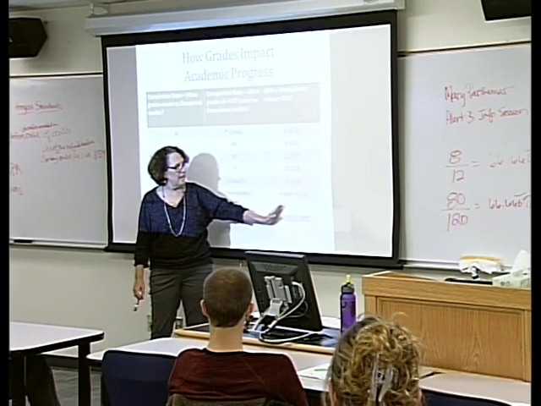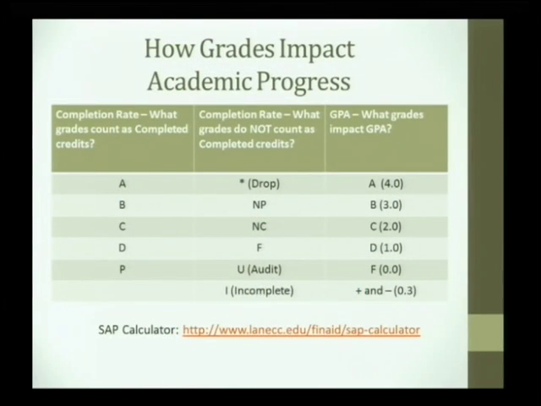GPA: these are the grades that count in GPA: A, B, C, D, and F. A's are 4 points, B's are 3, C 2, D 1, F 0. And it's up to individual faculty members whether they give pluses or minuses. A plus adds 0.3, a minus takes away 0.3. So if you had a D plus, you'd be at a 1.3. If you had a D minus, it'd be 0.7.